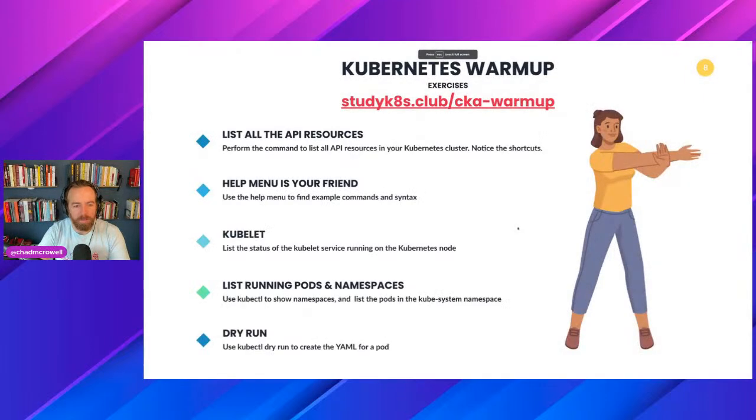All right, so the very last warm-up exercise here. Hopefully you're keeping up and are plenty warmed up by now. But the last exercise here is to use the dry run. So this is what I was talking about before, which is a common alias that you may want to set for the exam. Don't have to, but you may want to. So use kubectl dry run to create the YAML for a pod.